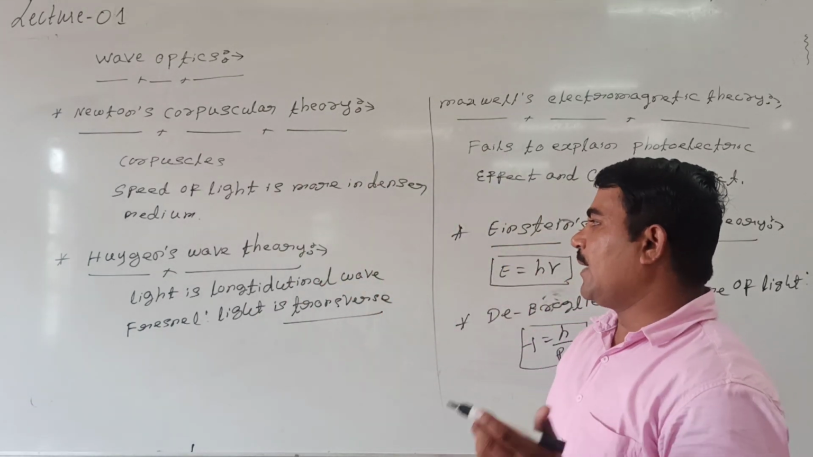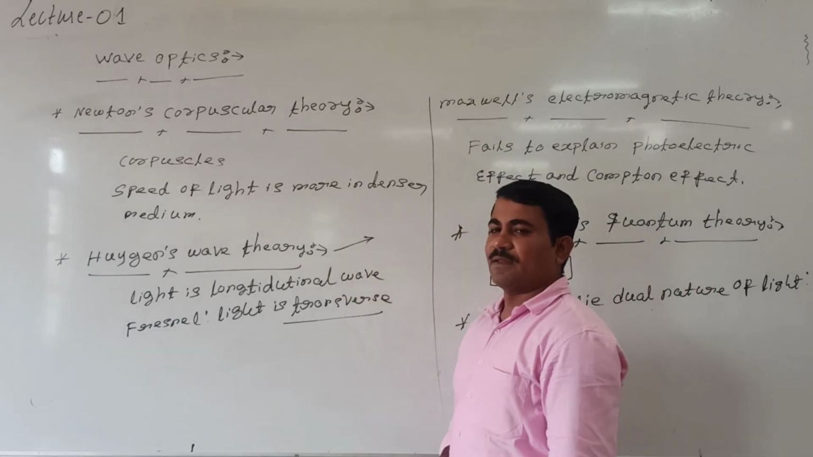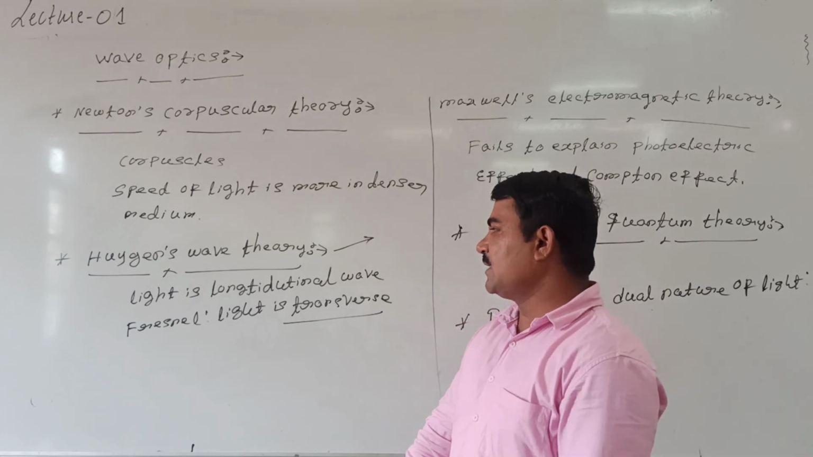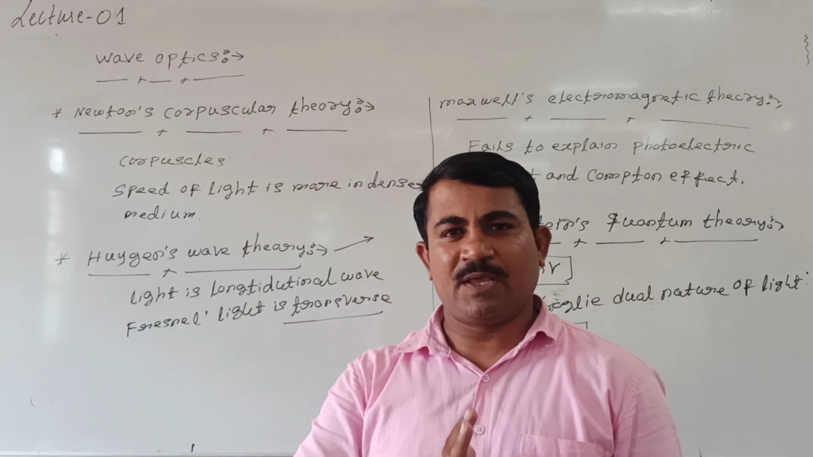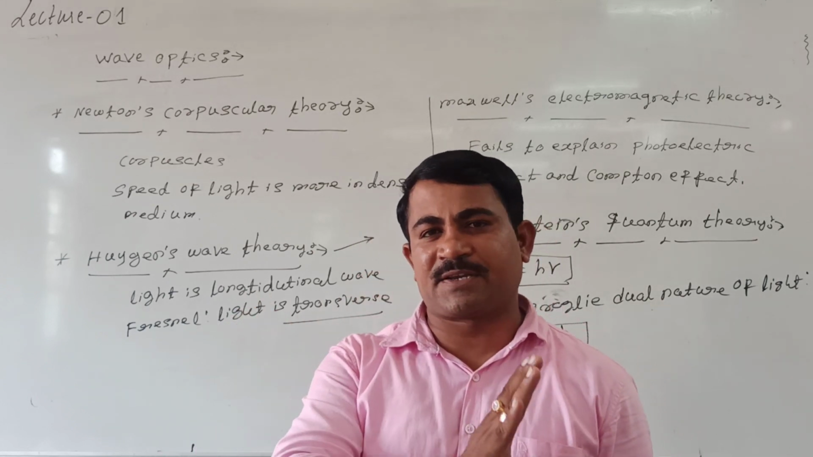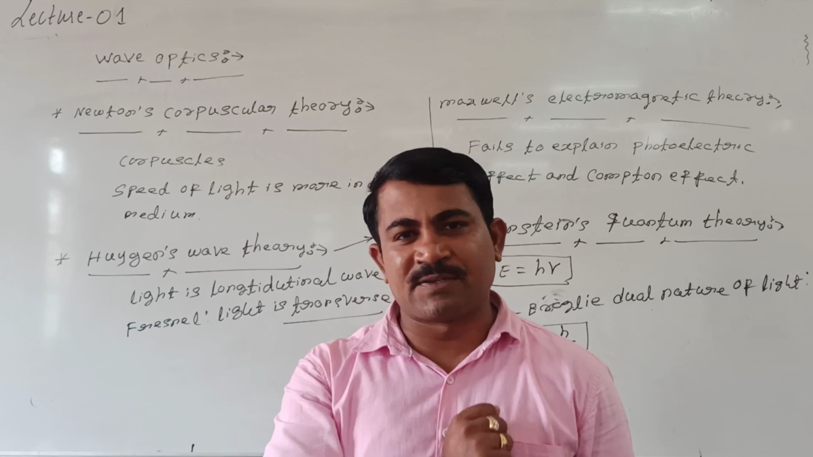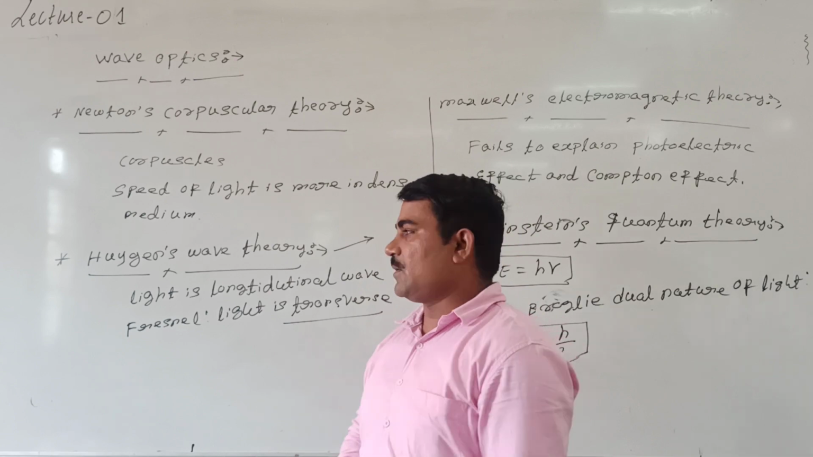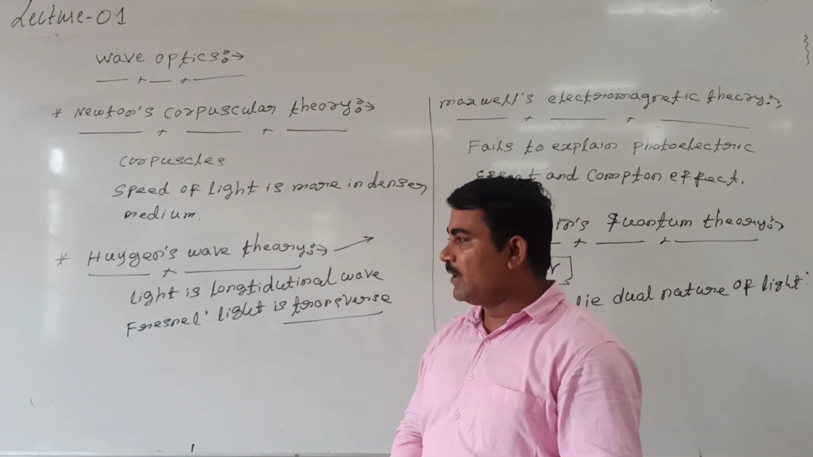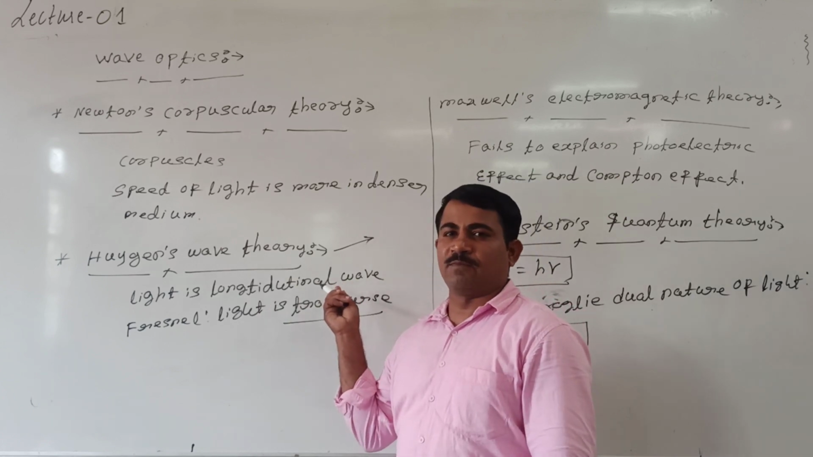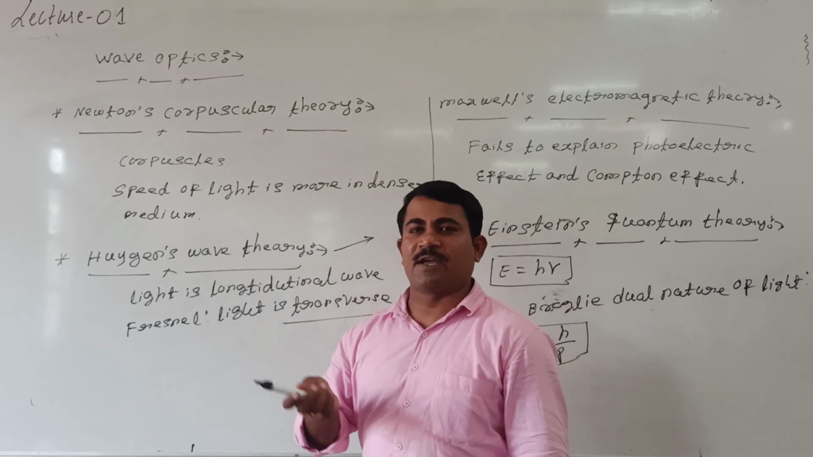But now we will concern ourselves with Huygen's wave theory of light. What does Huygen say? Huygen says that light is a periodic disturbance that travels in the form of a wave. Using Huygen's theory, he explained reflection, refraction, diffraction, and interference of light. Almost all properties of light can be explained by Huygen's theory. Only one factor: he took light as a longitudinal wave, but actually light is a transverse wave. This is the only limitation in Huygen's wave theory.